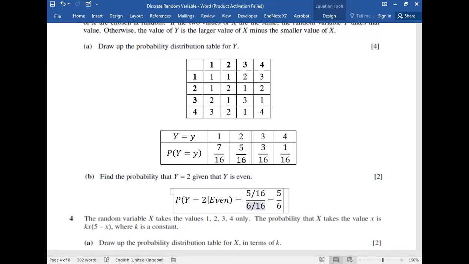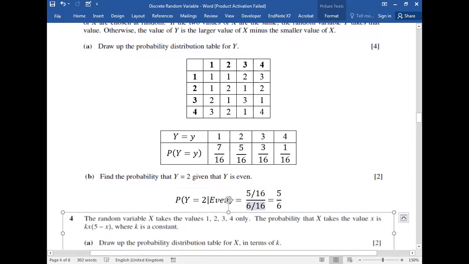Now let's have a look at another question. New booklet, page number 77. Read the question. Give it a go.